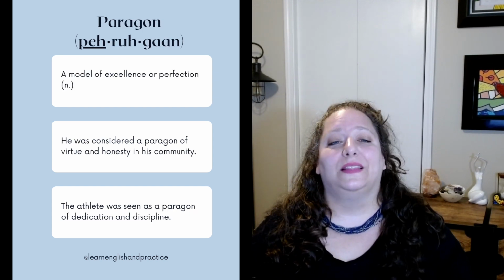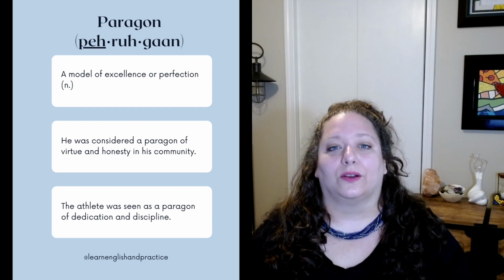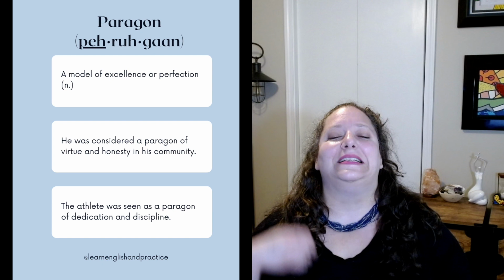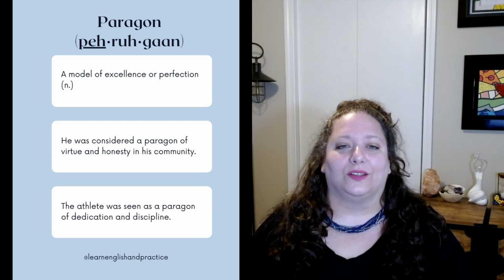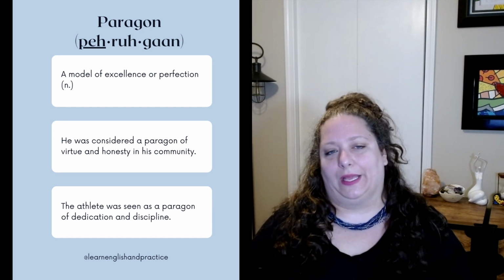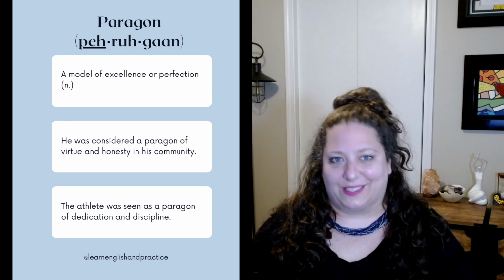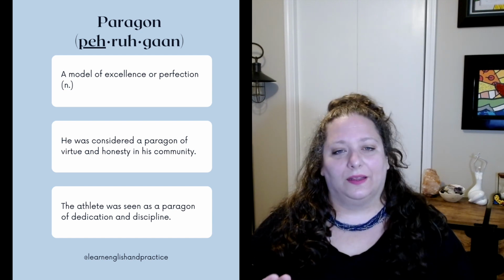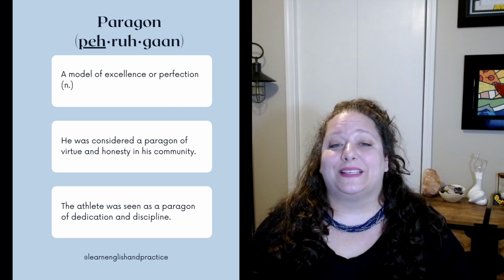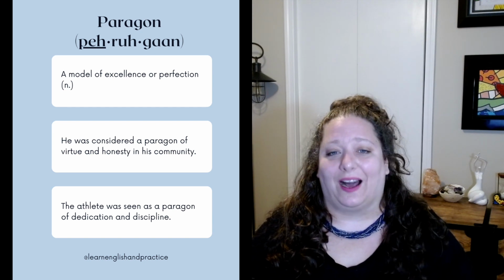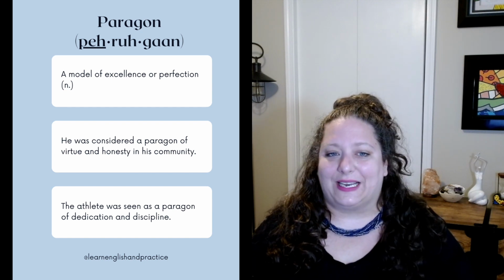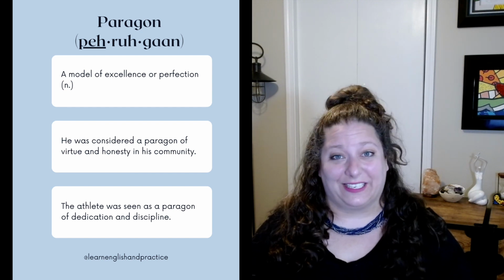Paragon. This means a model of excellence or perfection, a noun. So a paragon is the ideal. This is what we're all striving to do or be. So if a person is described as a paragon, that's a very big compliment. Examples are, he was considered a paragon of virtue and honesty in his community. The athlete was seen as a paragon of dedication and discipline.